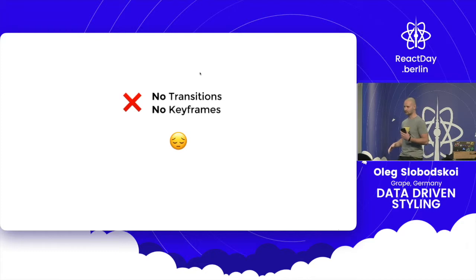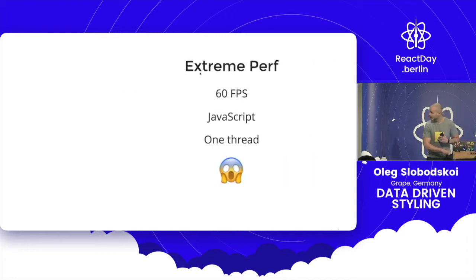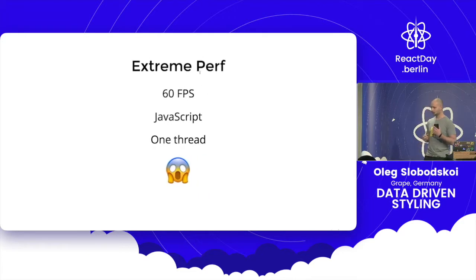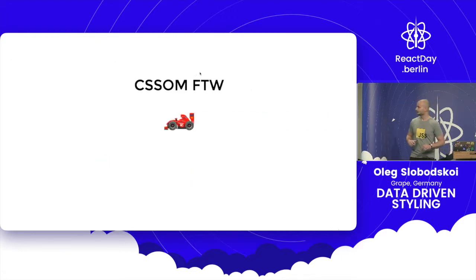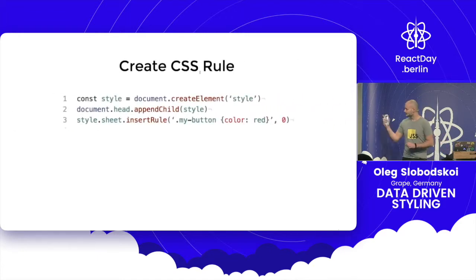If we try to do this on the web, we cannot use transitions or keyframes because they need to know in advance how the animation works, when it starts, when it ends, how it runs, and so on. So we want to achieve this experience, we want extreme performance on our web platform. We want 60 FPS with JavaScript, each frame controlled by JavaScript in just one thread. This is scary. And this is where you might want to use CSSOM, because CSSOM provides an API no one knows about, and this is basically how it looks like.